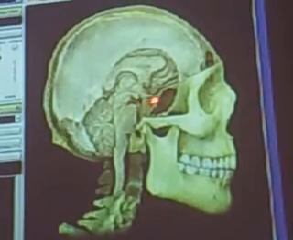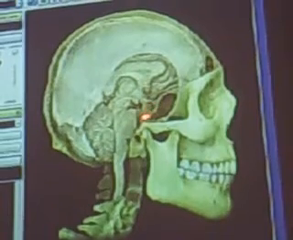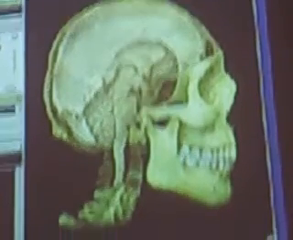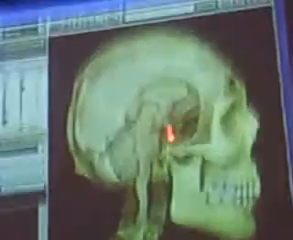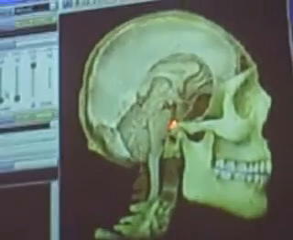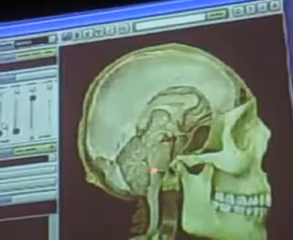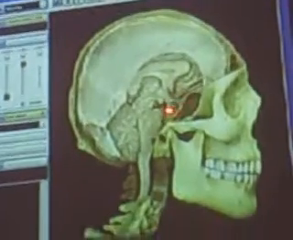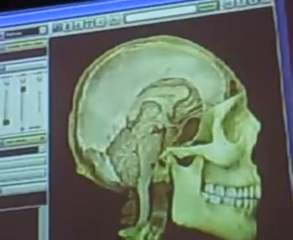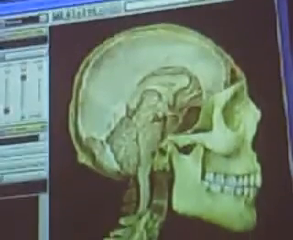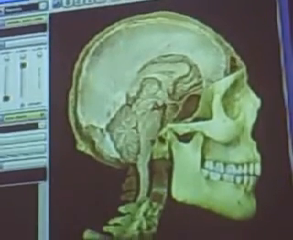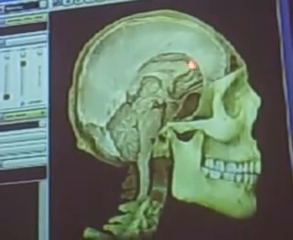Auditory. What's that? Pituitary gland? Pituitary gland. That sits in what? The sella turcica. Right. Okay, that's the sella turcica right there, which is a portion of which bone? Sphenoid. Sphenoid. Okay.